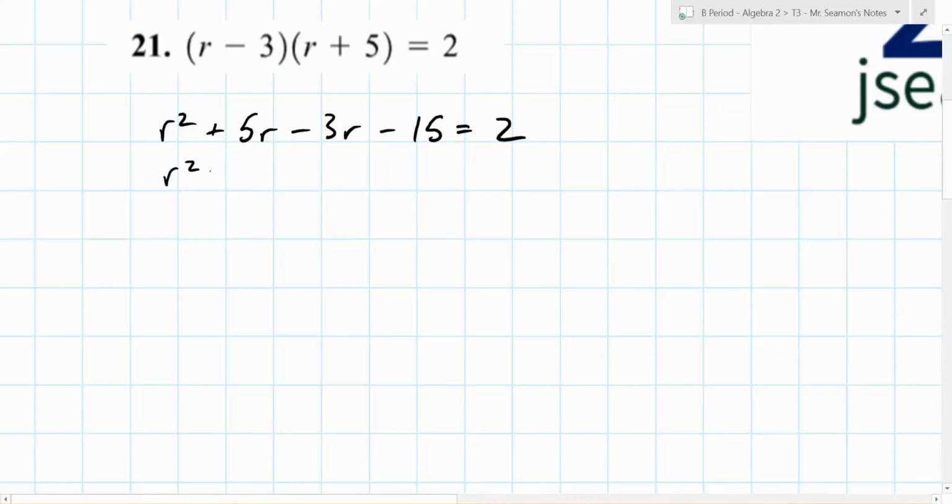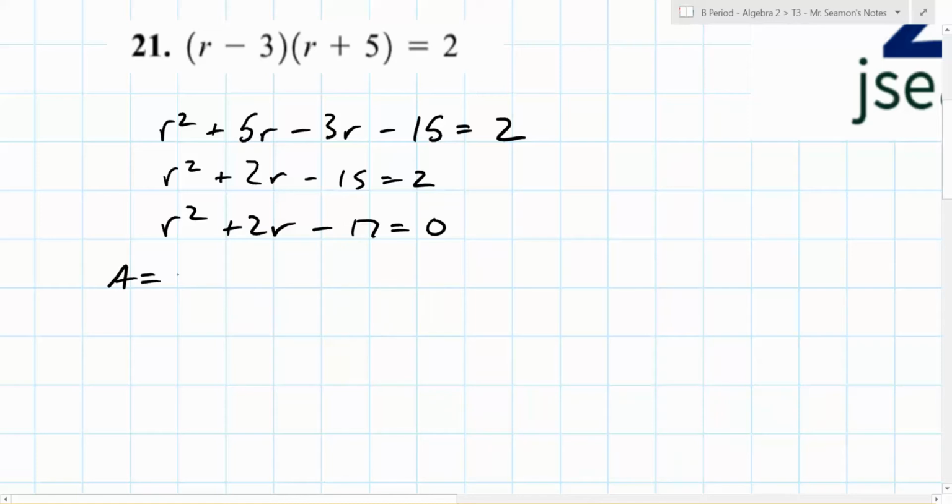So we can combine some terms here. We get plus, not 3R. Gabby? You have, yeah. Equals 2. And then we subtract what from both sides? 2. Minus 17 is equal to 0. So what does A equal? 1. B is equal to? And C is equal to?